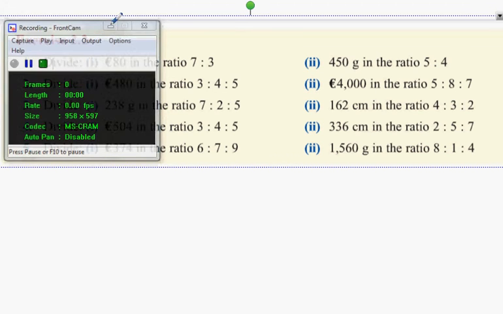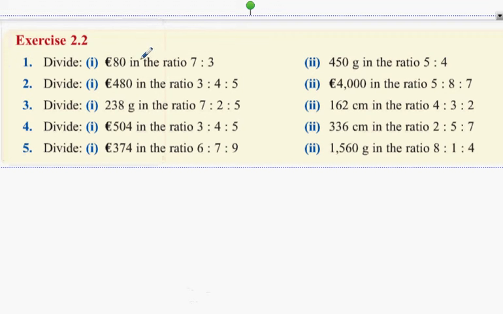So, long story short, divide 80 in the ratio 7 is to 3. What you always do is add the ratios together. So 7 plus 3, 10.